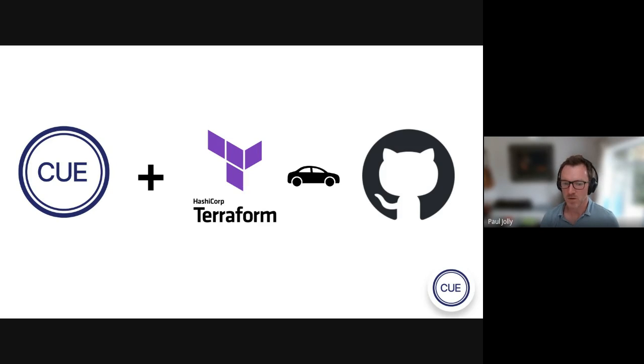Because what we've been using is CUE and Terraform to drive our GitHub configuration, specifically our configuration of organizations and repositories, but it's not limited to that. That's just what our experiment has been touching on.